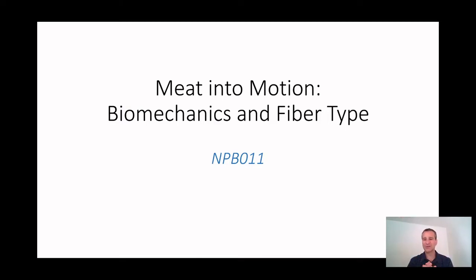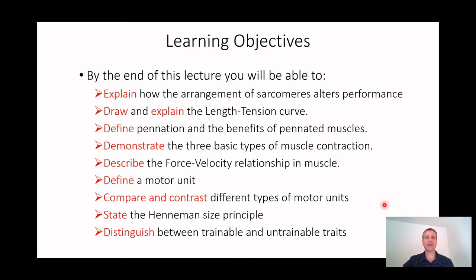Now what we have to do is turn that very small unit, the sarcomere, into something else, which is going to be a whole muscle that's going to allow us to move. By the end of this series of lectures, you should be able to explain how the arrangement of sarcomeres alters performance.